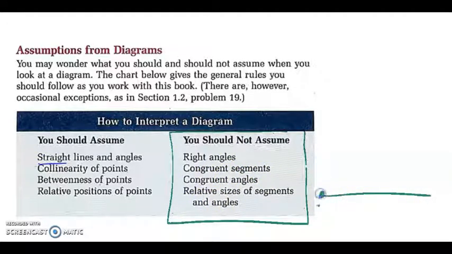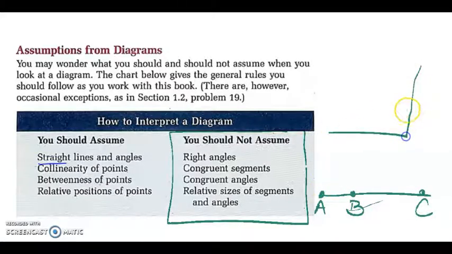So if I draw, you cannot assume BC is bigger than AB. If I draw an angle like that, you cannot assume it is a right angle. It would need to be marked as a right angle. And if I draw an angle that appears to be bisected, you may not assume it unless it has the tick marks.